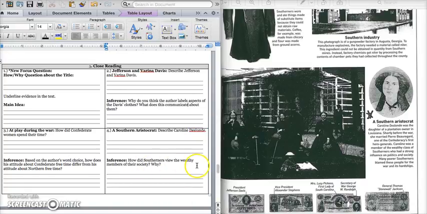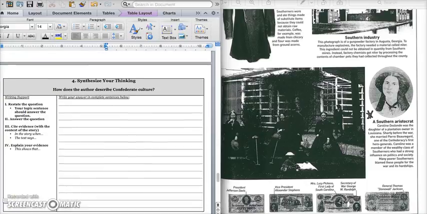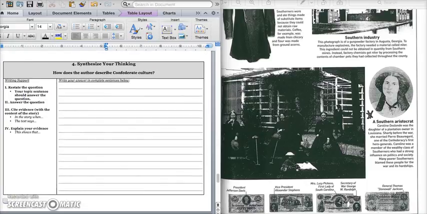So when it says, how did Southerners view the wealthy members of society? Well, they had a negative view. Poorer Southerners had a negative view of wealthy members in society, because they blamed them for the war and for their hard life. Press pause to write down your answer, and then play when you're ready for the paragraph.